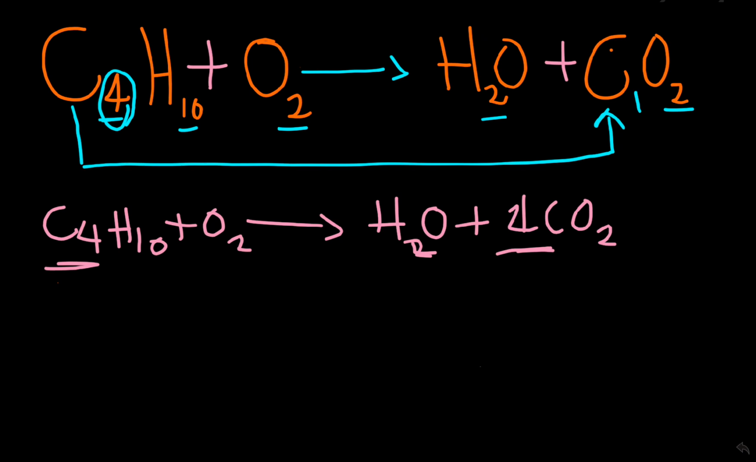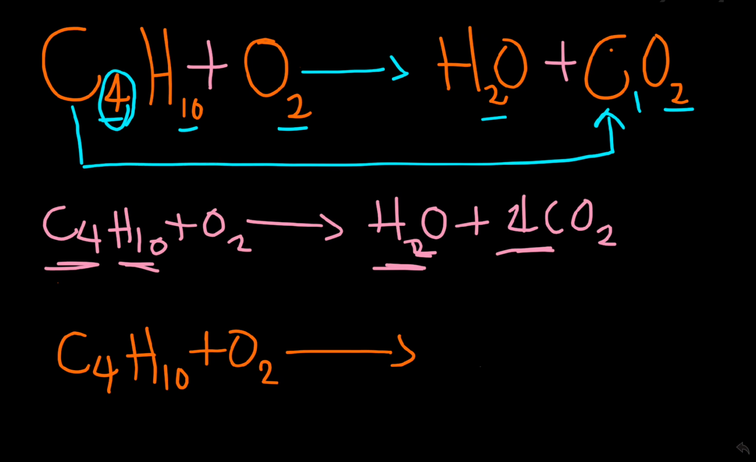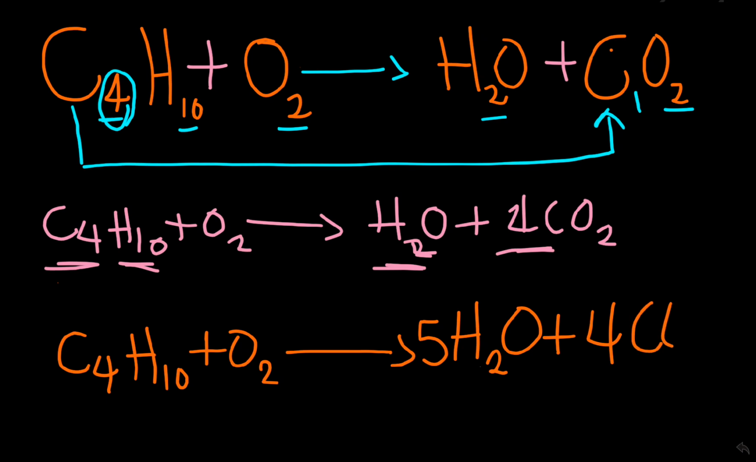We'll move next to our hydrogen. We have 10 hydrogen here. Over here, we have just 2 hydrogen. So how do we go about this? Once again, it becomes C4H10 plus O2. We need to balance our hydrogen, so we'd introduce 5 as our new number of moles. We'll add 5 moles of hydrogen: 5H2O plus 4CO2.